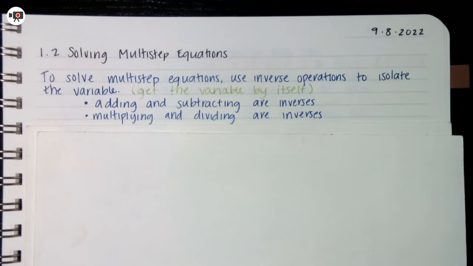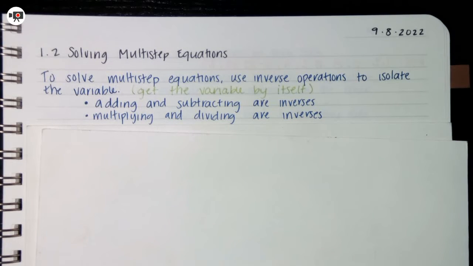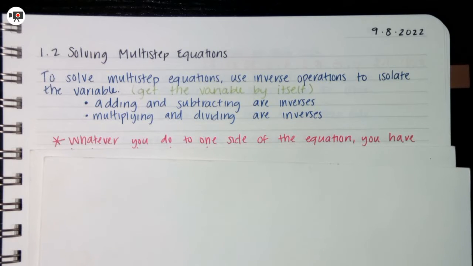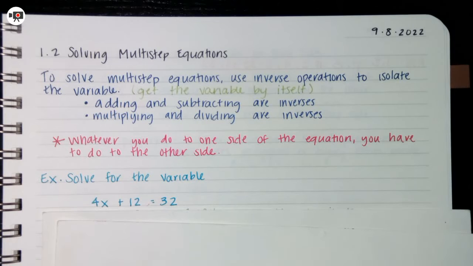I cannot add something that is being divided. Those do not work. We cannot mix and match these. Adding and subtracting go together, multiplying and dividing go together. Remember, whatever you do to one side of the equation, you must do to the other side. So we are going to solve for the variable.